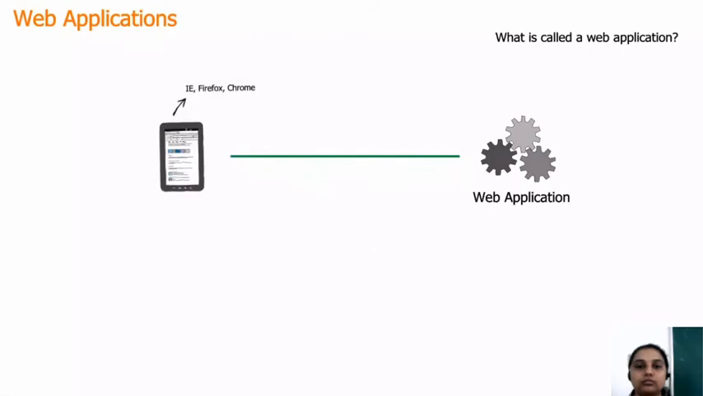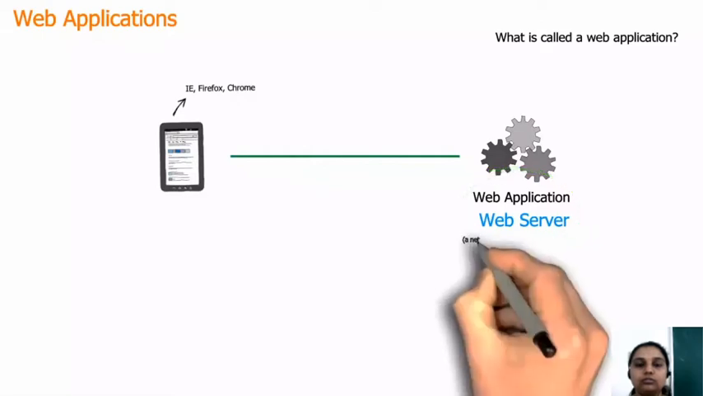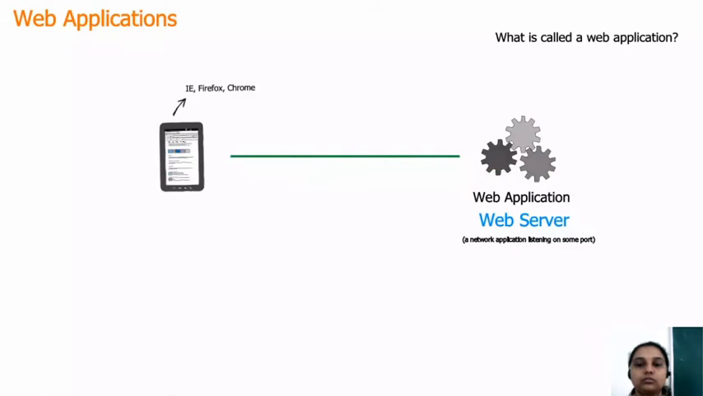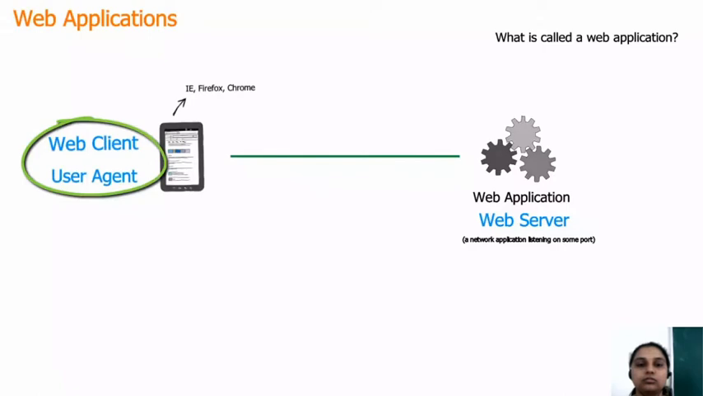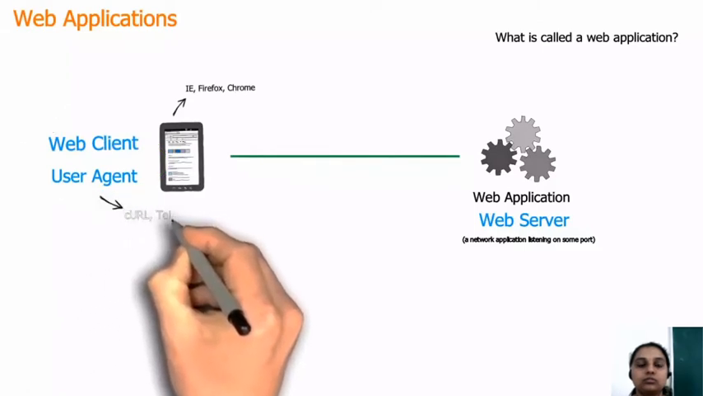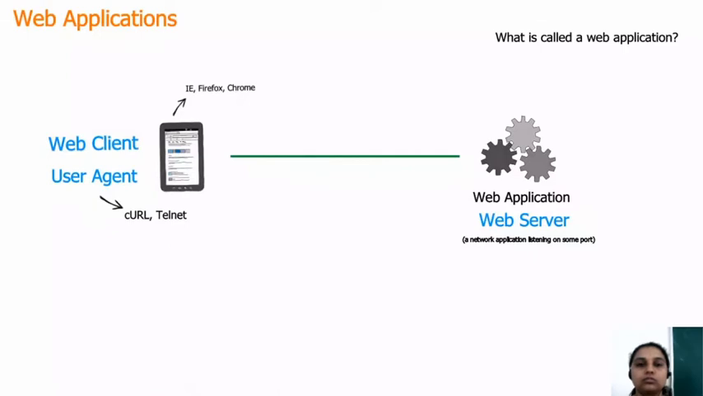Technically speaking, we can call a web application a web server, although there is a difference in the sense that a web server can host multiple web applications. But for the time being, let's call a web application a web server. And a web server is actually a network application running on some machine, listening on a port. The browser is actually called a web client, or more formally, a user agent. In fact, web clients are not only browsers, but any application which can speak to a web server, like CURL or Telnet. Those are also web clients or user agents.